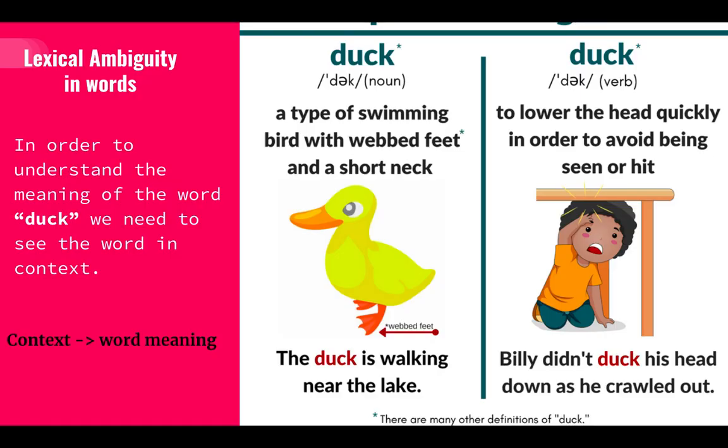In order to understand the meaning of the word duck, we need to see the word in context. For example, one might think of an animal that's swimming or walking with a beak or bill, feathers. Another person might hear the word duck and think about the verb, when someone will quickly hide under something or lower their head to avoid being hit. We must use the context or the words around it in order to establish meaning.